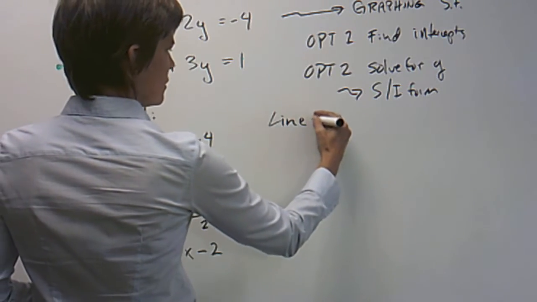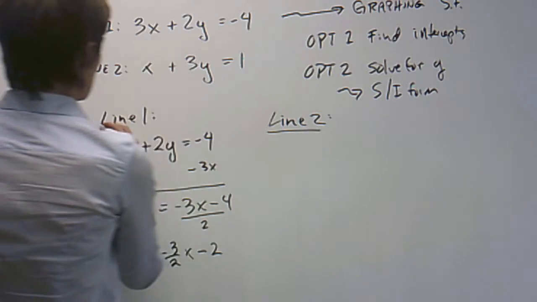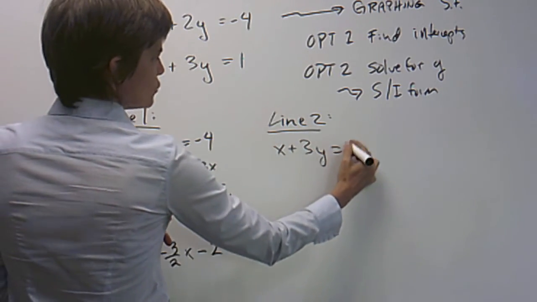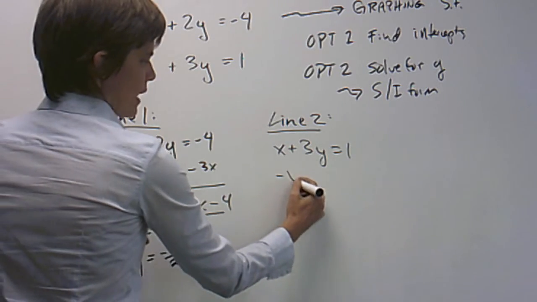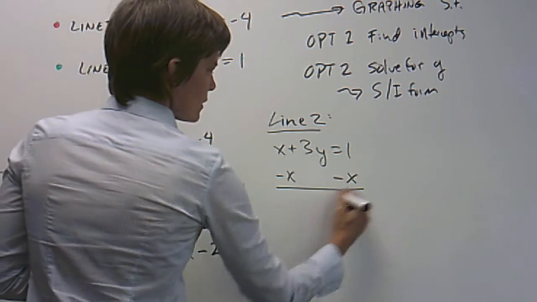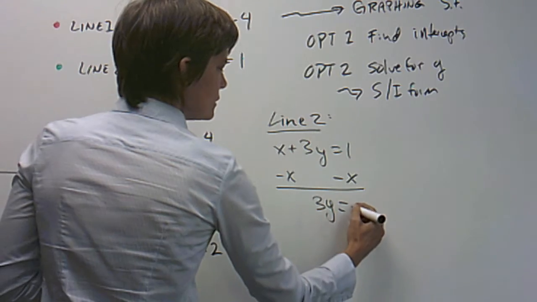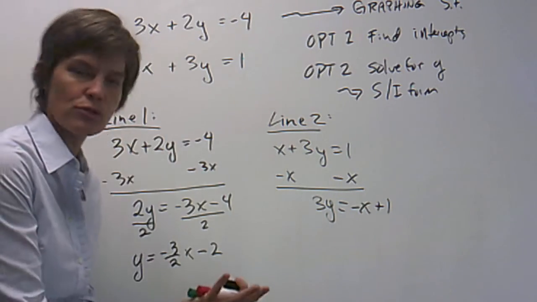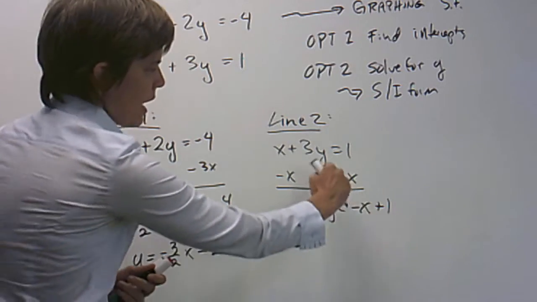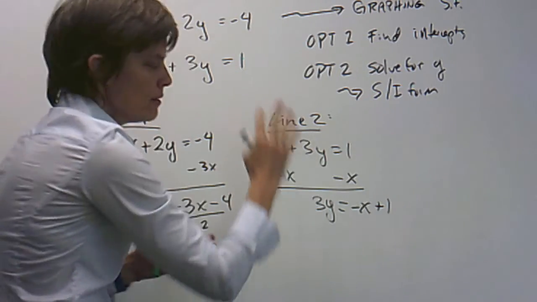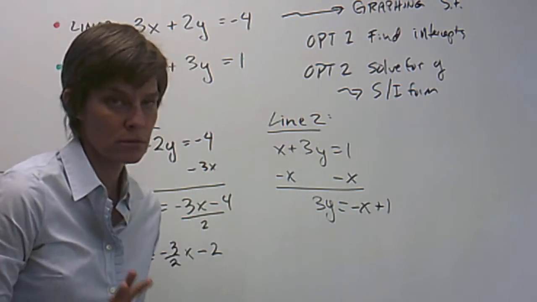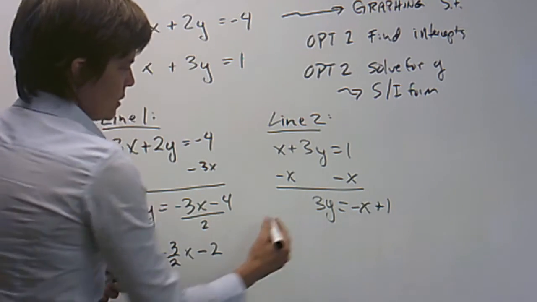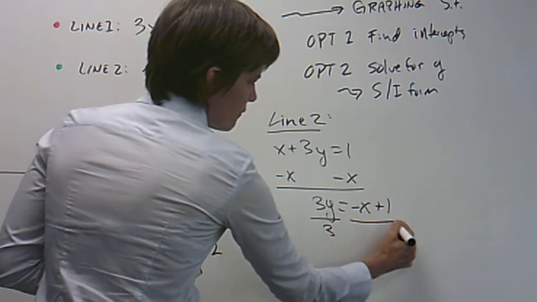Line 2, when we convert it, so x plus 3y equals 1. When we subtract x, 3y equals -x plus 1. I'm going to put it that way because it's something we're used to, slope-intercept form. I know we want to put x on the end, but I get to do this. It's the associative property, it doesn't matter. So I'm going to divide by 3.